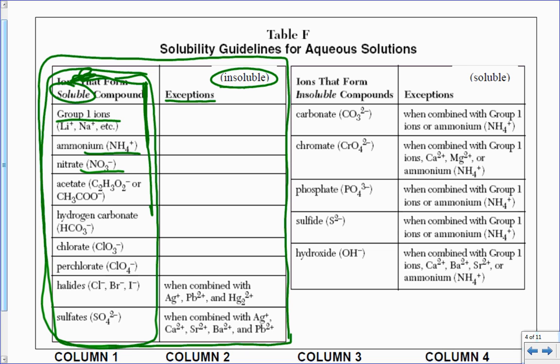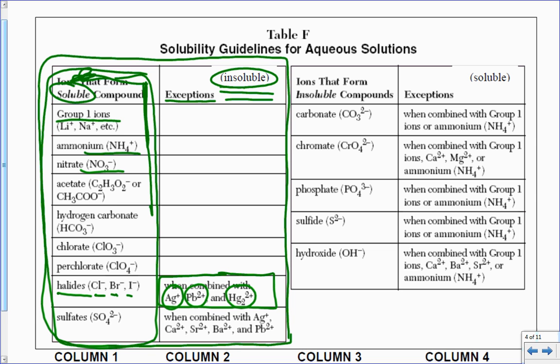Let me jump down to the bottom. All halides, chlorine, bromine, and iodine, are soluble. But here is the exception. If the chlorine is hooked to a silver, a lead, or a mercury, it will then become insoluble. It's under the insoluble line. This is how we read it. It gets a little confusing, I understand, but with some practice, we're going to be good at this.